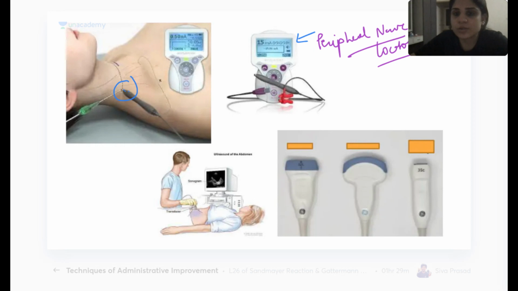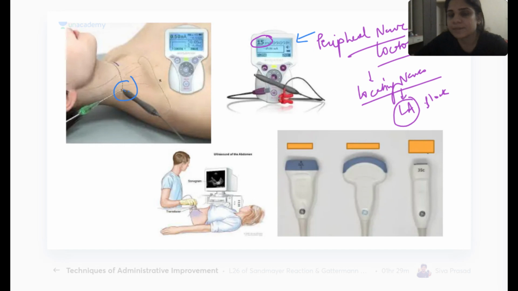So what is the use of my peripheral nerve locator? It helps in locating nerves. So what will it do? Can you see over here, there is 15 milliampere written over here. So it will give current, it will stimulate the nerves over here. Once I have located the nerve, then I will give local anesthetic and I will block that nerve. Okay, so that is my peripheral nerve locator.